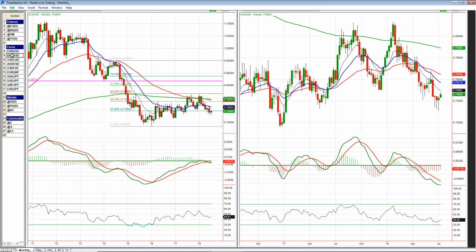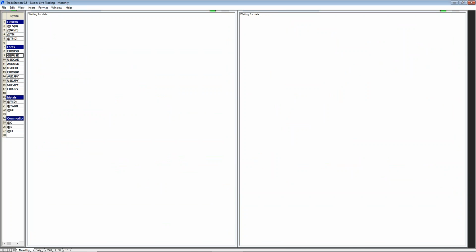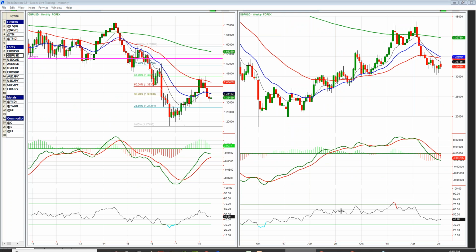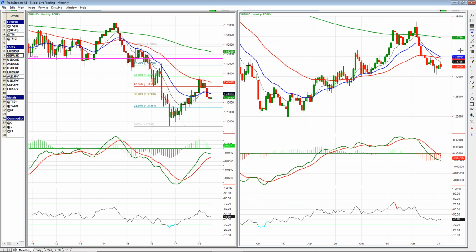We didn't look at the pound dollar. We can take a look at that one as well. I've got a few more minutes here on the clock. Okay, so similar to the euro dollar, we bottomed out here, took a move back up into that 62% level, pulled back off of that. The same thing as I talked about on the euro dollar.